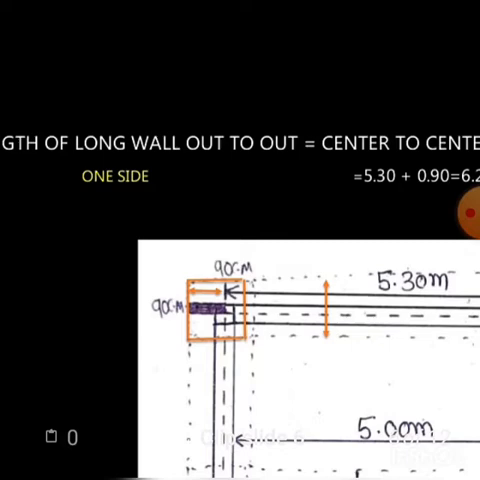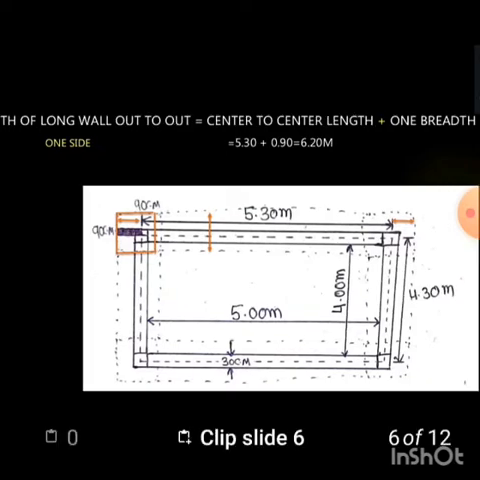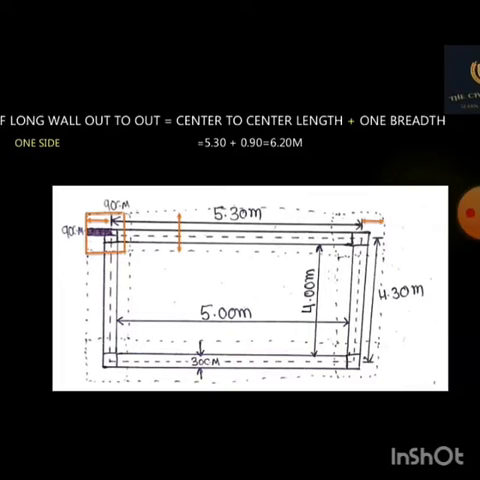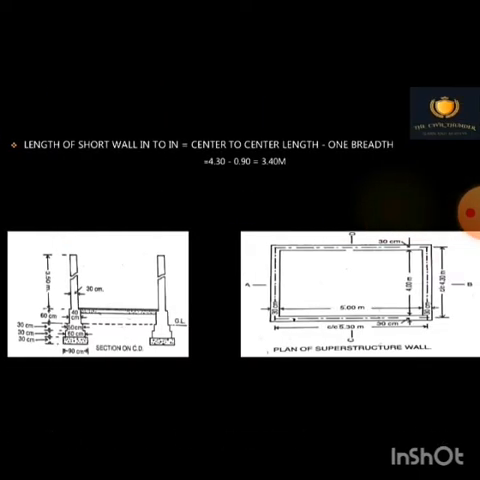First of all, we are doing excavation here, therefore the width of excavation is equal to 0.9 meters, which is added to the center to center length of long wall, which gives the out to out length of long wall for excavation, which is equal to 6.2 meters. Now similarly, we are going to find out the length of short wall, which is in to in length.